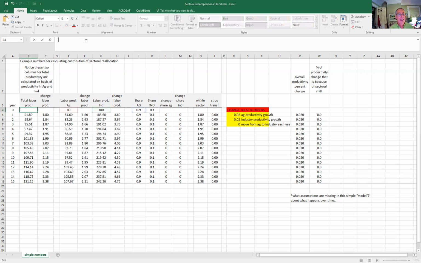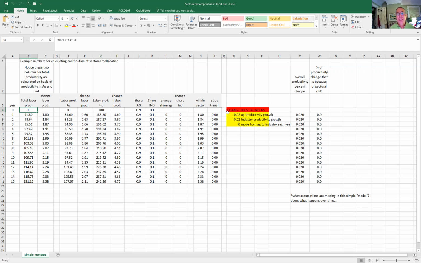And then we can compute, you see up here is the formula for our average overall productivity. And we can see that average overall productivity is 90. So that's 0.9 times 80 plus 0.1 times 180. So that gives us an overall productivity of 90.